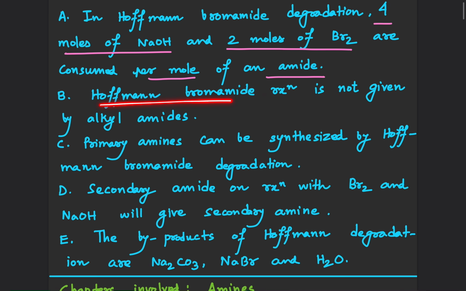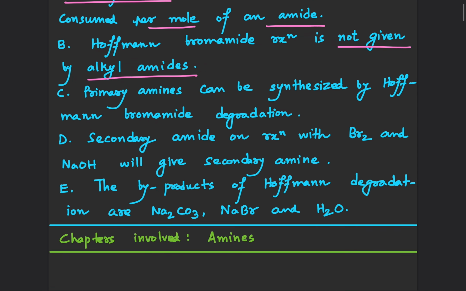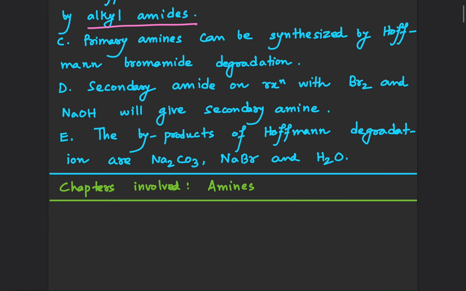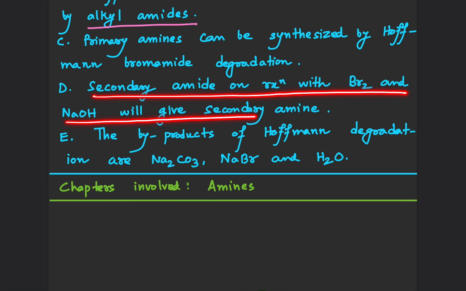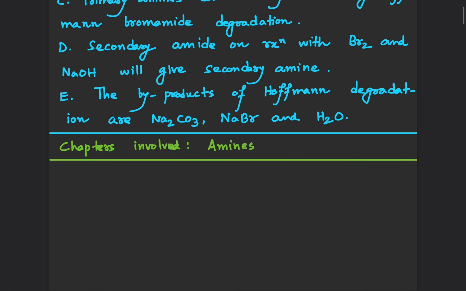Statement B. Hoffmann bromamide reaction is not given by alkyl amides. Statement C. Primary amines can be synthesized by Hoffmann bromamide degradation. And statement D. Secondary amide on reaction with Br2 and NaOH will give secondary amine. Statement E. The byproducts of Hoffmann degradation reaction are Na2CO3, NaBr, and H2O.